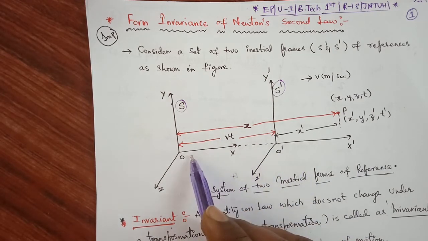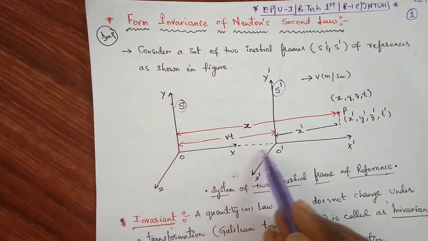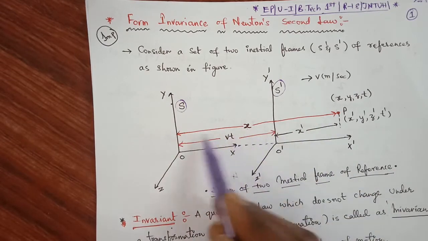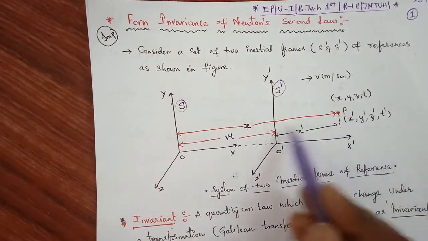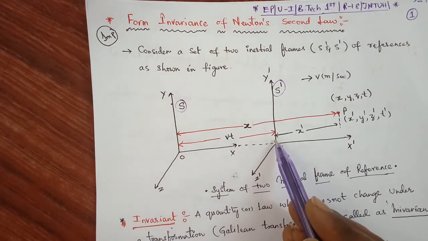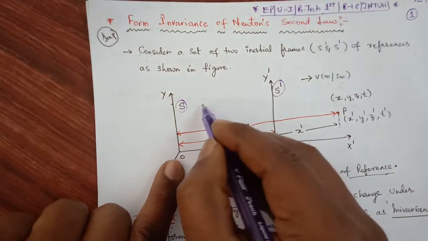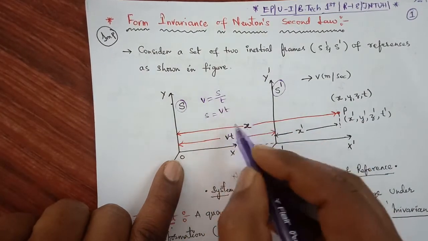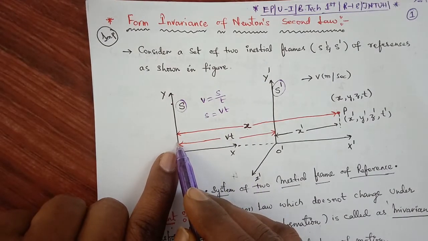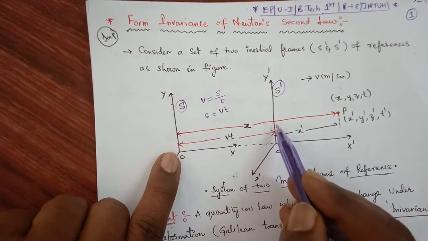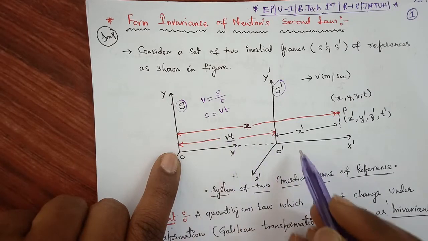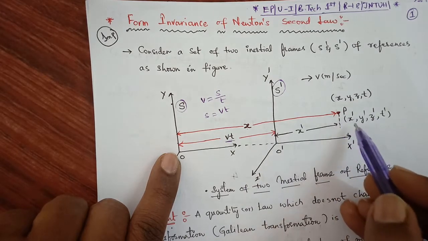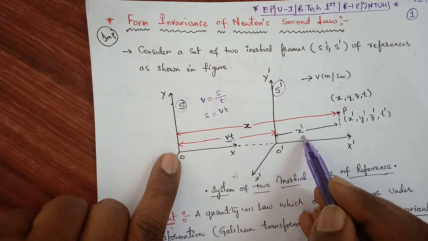As the S frame is moves towards the S dash frame, they have some distance along x. From the initial to the final point is x, and this other distance let us consider as Vt. How can we write this? V is equal to S by t, then S is equal to Vt. So the distance from the y axis to the y dash axis is Vt, and here there is a particle.